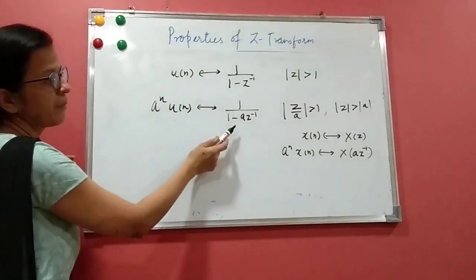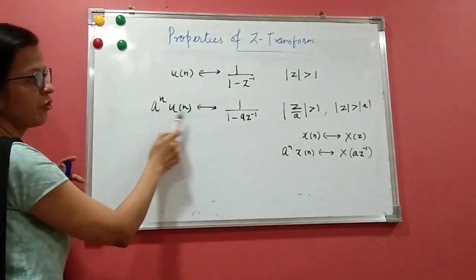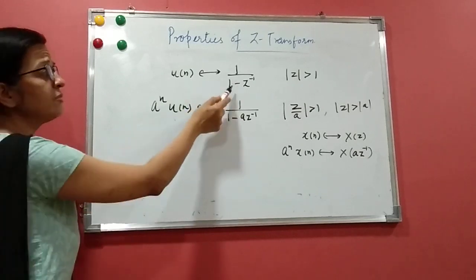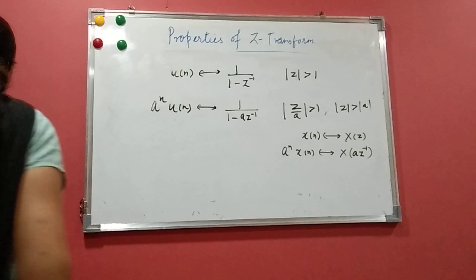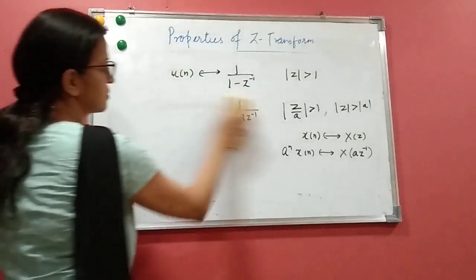Clear? This is using the scaling property, and we have solved this problem in the last video. You can refer to it. It is easier for us: when we have a z inverse term, just multiply a to z inverse. Okay. Now let us look into the fourth property.